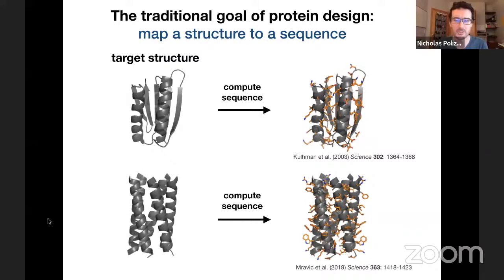And we've been remarkably successful in the community over the past few decades, actually. I'm showing Top7, Brian Coleman's Top7 and David Baker's group at the top. And I'm showing on the bottom a work from the DeGrado lab, actually, recent work on a helical transmembrane protein by Marko Mravik in our group. So we can really do this traditional goal of structure to sequence for both soluble and membrane proteins.